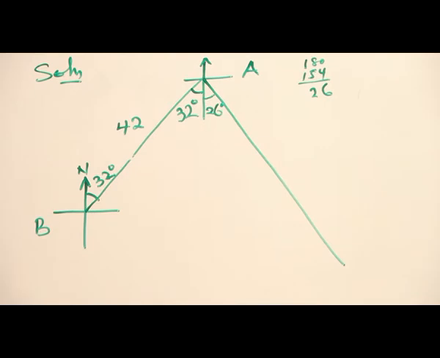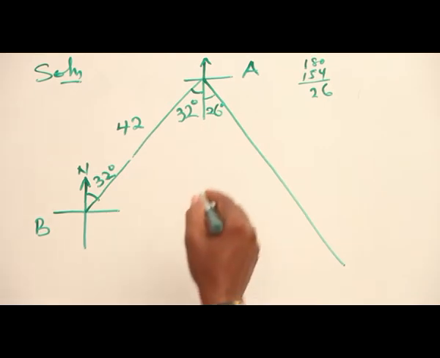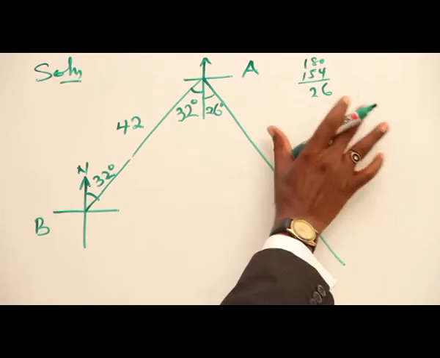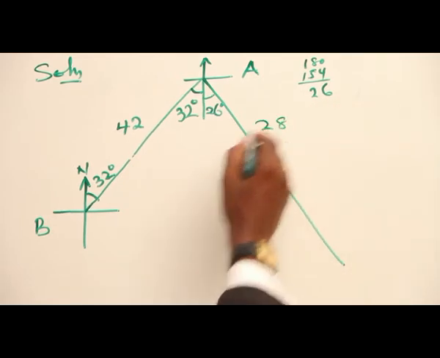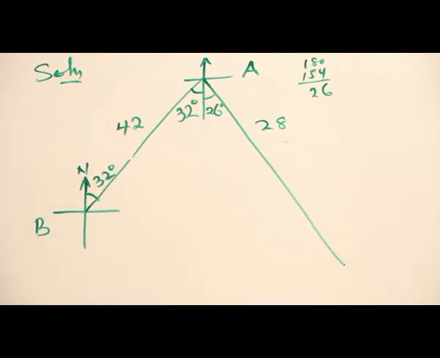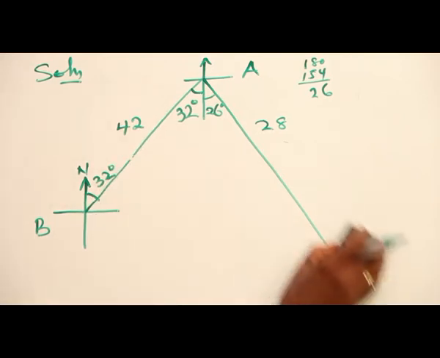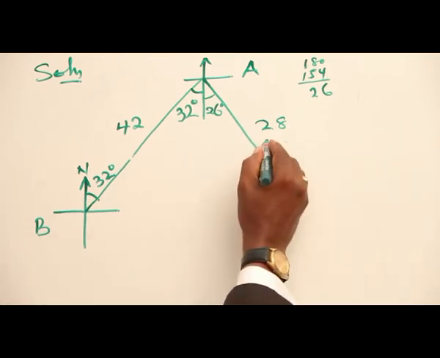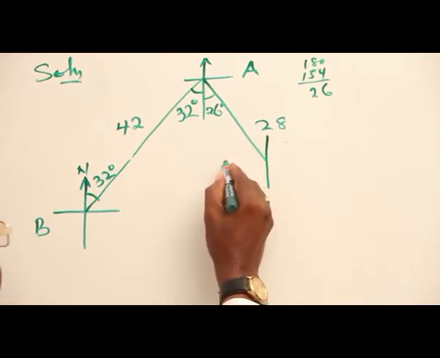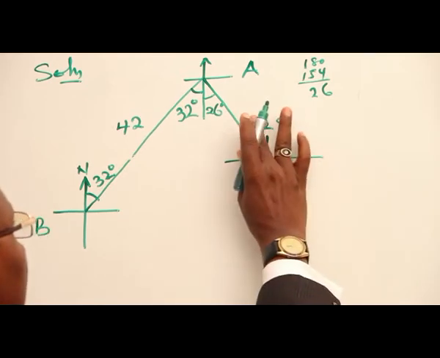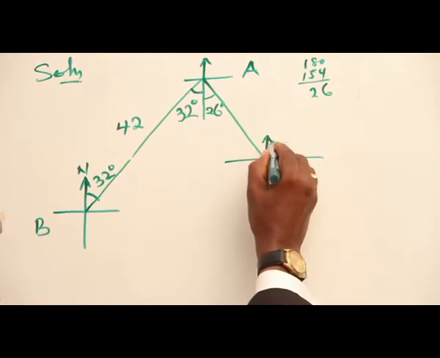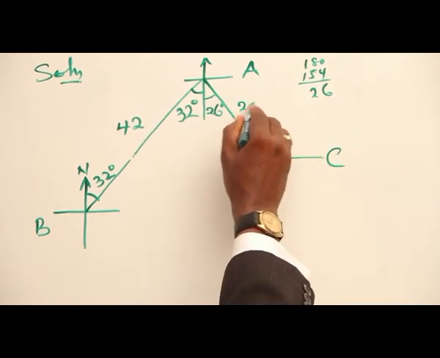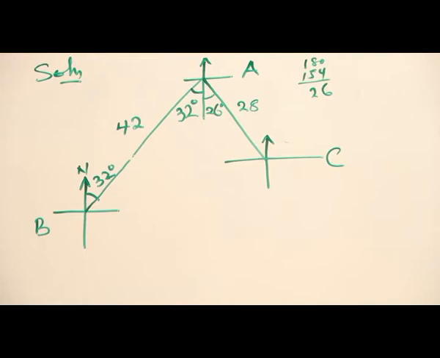Take note of that. Then she went for the distance of 28 kilometers. Naturally, 28 should be shorter than 42. So we will shorten our line to a point like this. So we are here, and then we put the cross there. Let's remove this first. So we have the north again. So this is point C. This distance here is 28 kilometers.